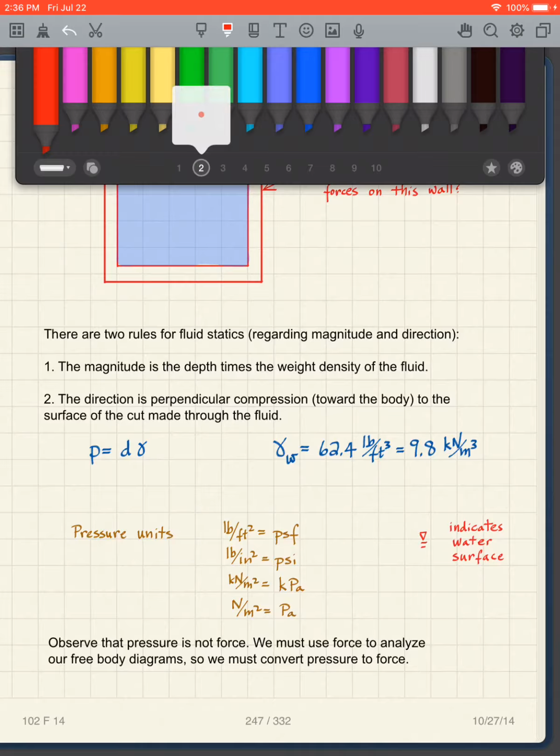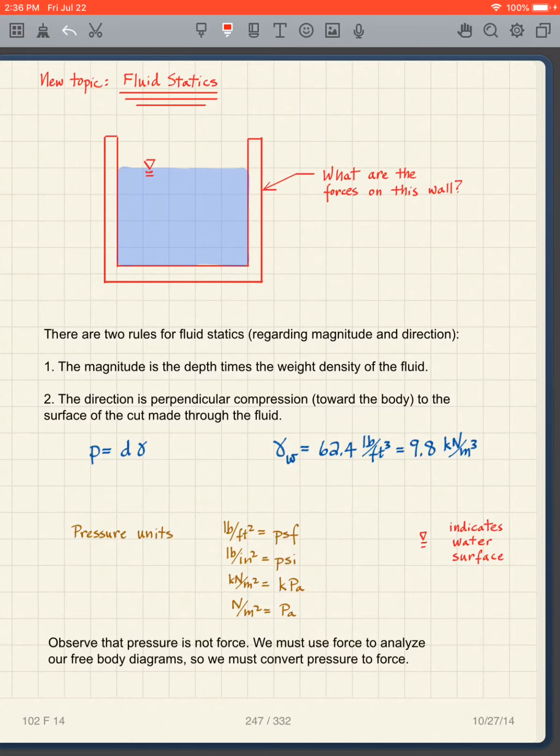There are two rules that we follow, and they involve basically determining the magnitude and the direction of the water pressure. So the magnitude is the depth times the weight density of the fluid. And like I say, we'll mostly be talking about water here. So that gives us the magnitude. So you need to know these rules, okay? So know these rules. They're pretty straightforward.